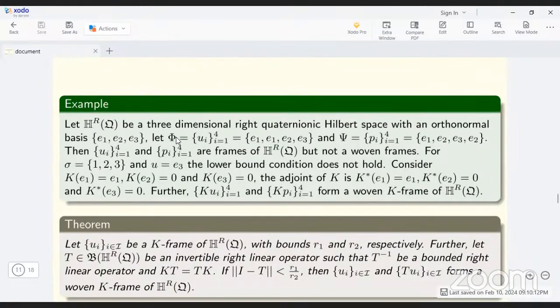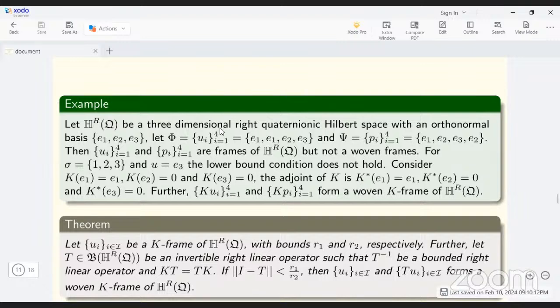We have taken H_R to be the three-dimensional right quaternionic Hilbert space with orthonormal basis E1, E2, E3, and we have defined phi equal to this family and psi equal to this family, under the operator K which we have defined by K of E1 equals E1, K of E2 equals 0, and K of E3 equals 0, and its adjoint is K star E1 equals E1, K star E2 equals 0 and K star E3 equals 0.